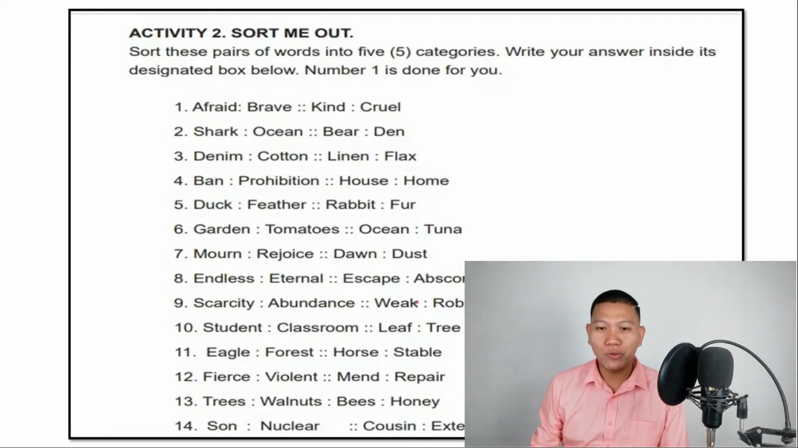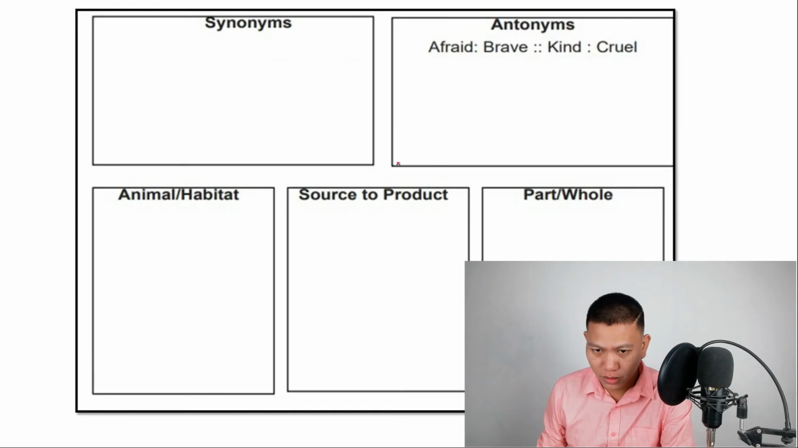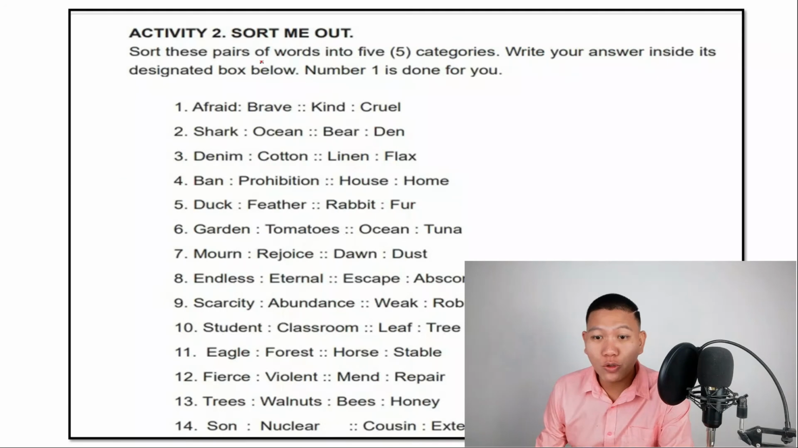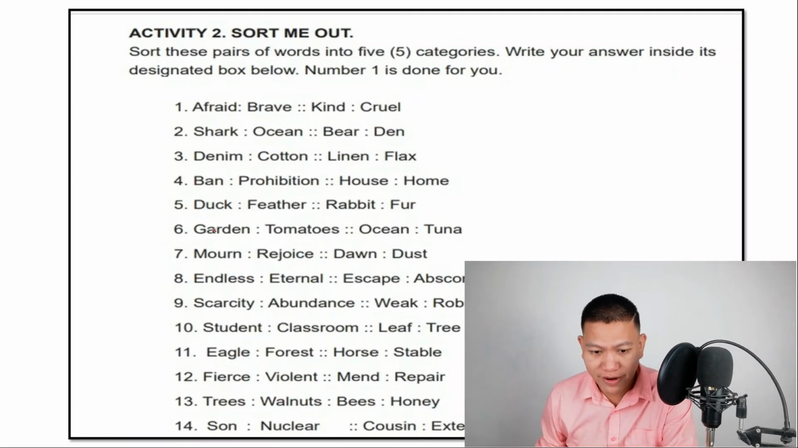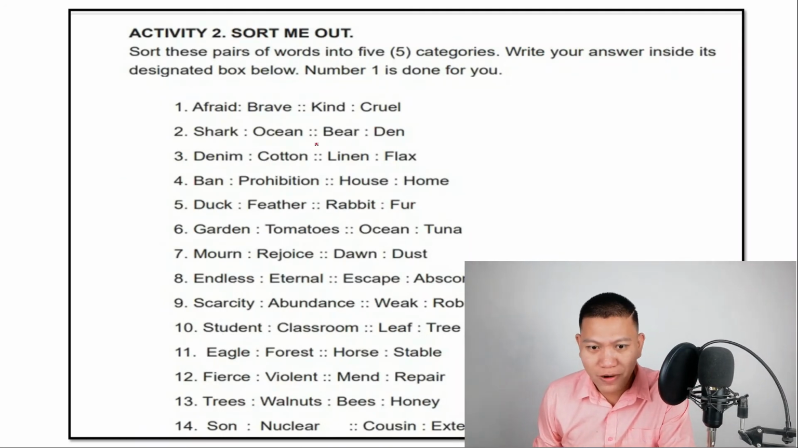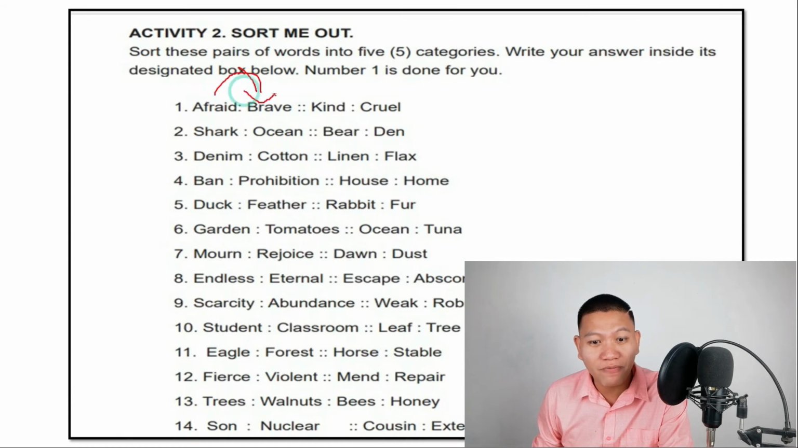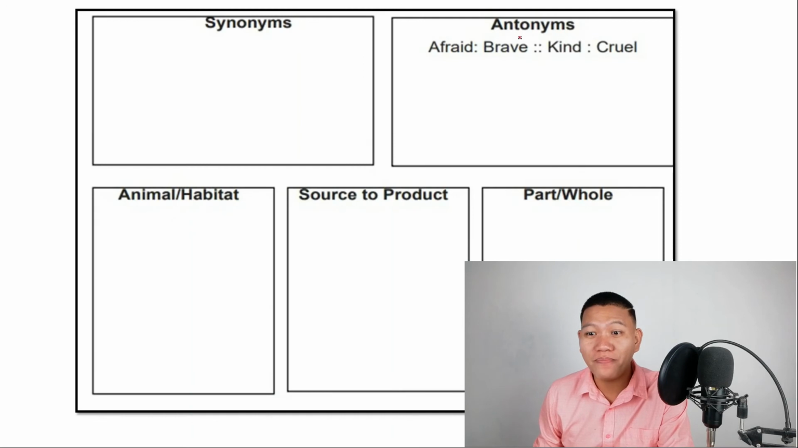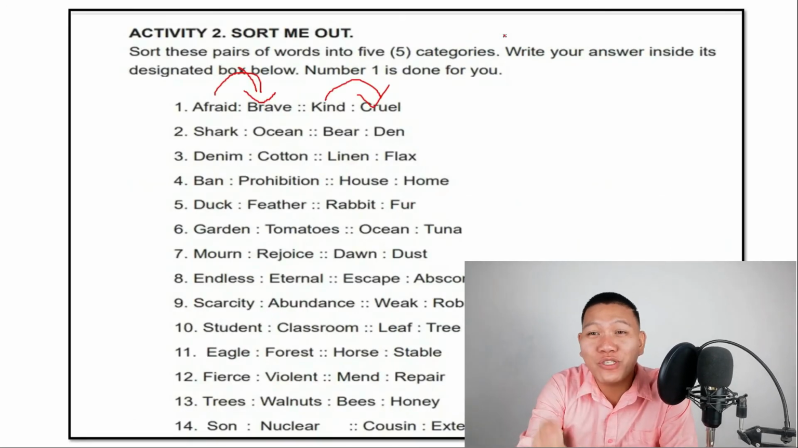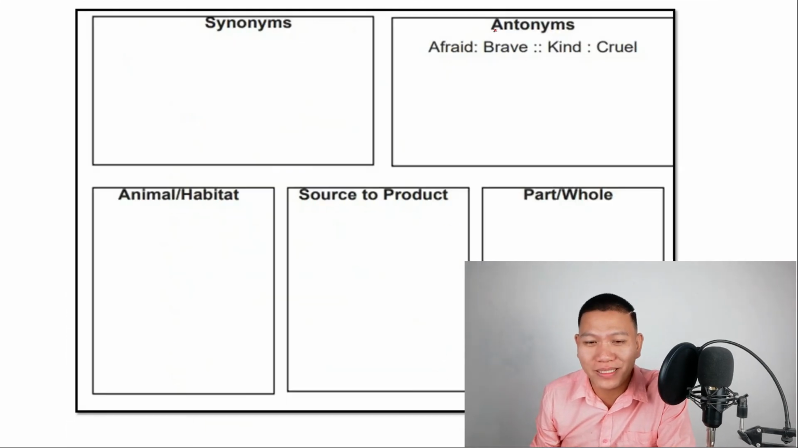For activity number 2, sort me out. Below this activity, there are boxes where the different categories are enumerated. You are to group the given examples, the given items. Categorize them. The first one is made. Afraid, brave, kind, cruel. Afraid is the opposite of brave. Kind is the opposite of cruel. So this is an example of antonyms. You get it? So you have to sort out the other items.